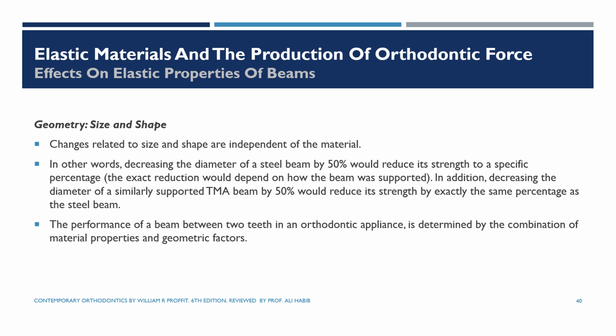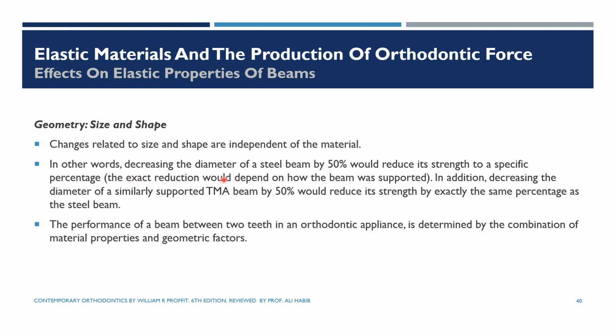But we have to keep in mind that these changes in size and shape are independent of the material. In other words, decreasing the diameter of stainless steel wire by 50% would reduce strength to a specific percentage. If you do the same thing in TMA wire, the same thing happens. The same percentage of reduction will happen, either in TMA or stainless steel.